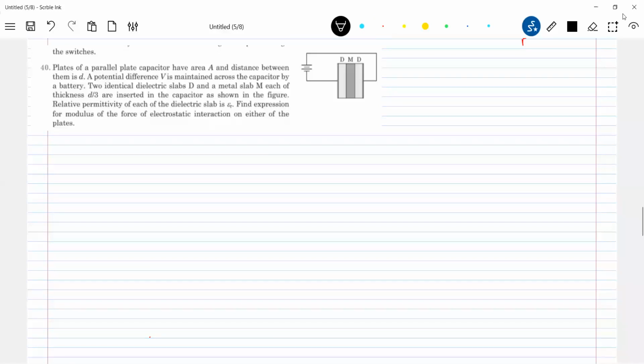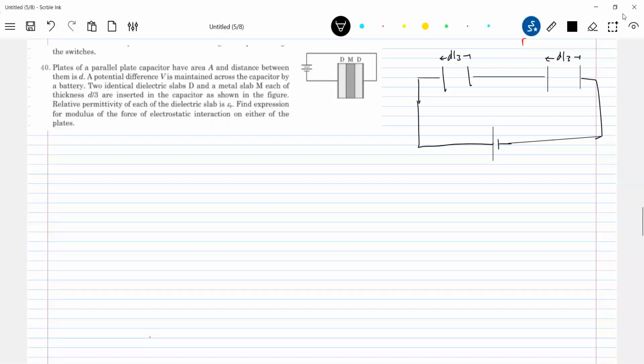Straight away I'll go for circuit here. So it is like two capacitors in series. So why there is no capacitor due to metal should come, and the thickness is how much? d/3. Due to metal, what will happen to it? It will become a short circuit. No, the metal is like it will have infinite capacitance. We can replace by a wire, and there's a potential difference. Let's assume that V.